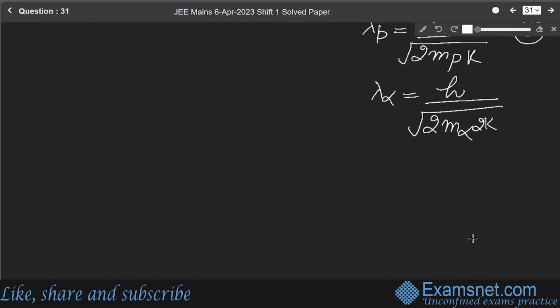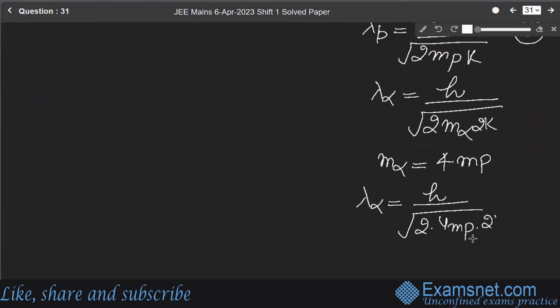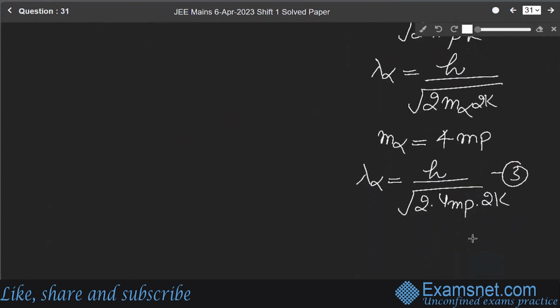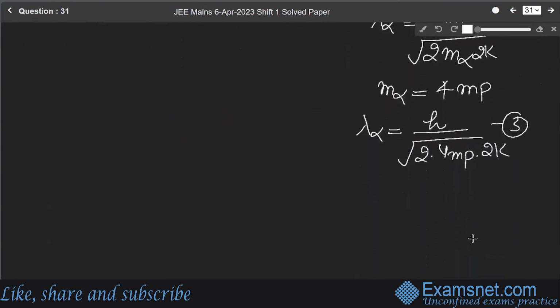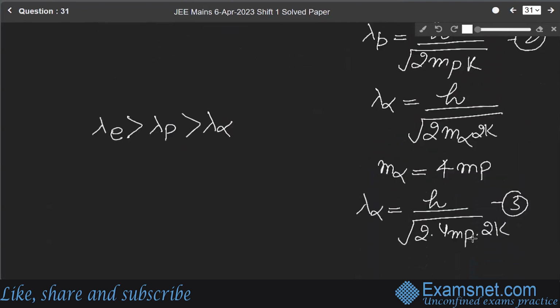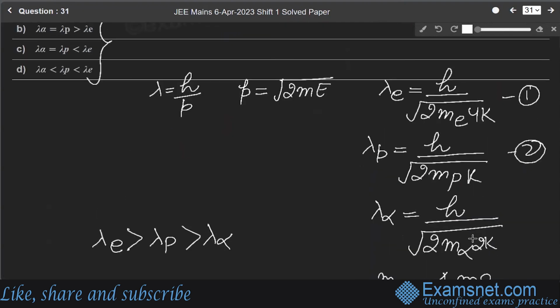And we know that the mass of alpha particle is 4 times the mass of proton. So lambda alpha will become h over under root of 2 into 4 into mass of proton into 2k. So from these three relations, that is lambda e equals h over under root 2 m e 4k, lambda p equals h over under root 2 m p into k, and lambda alpha equals h over under root 2 into 4 m p into 2k, we find that lambda of electron is greater than lambda of proton, which is greater than lambda of alpha. So the solution D is correct for this question.